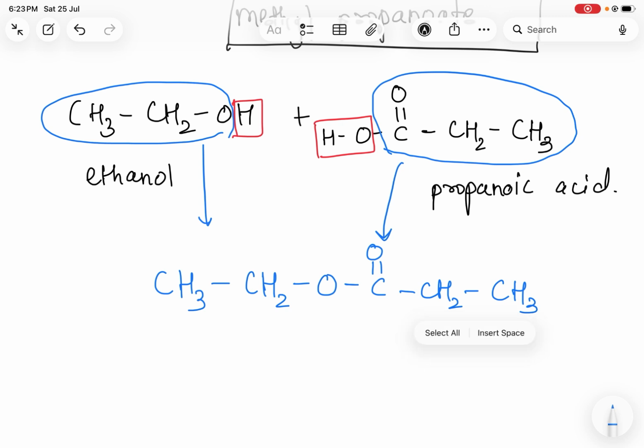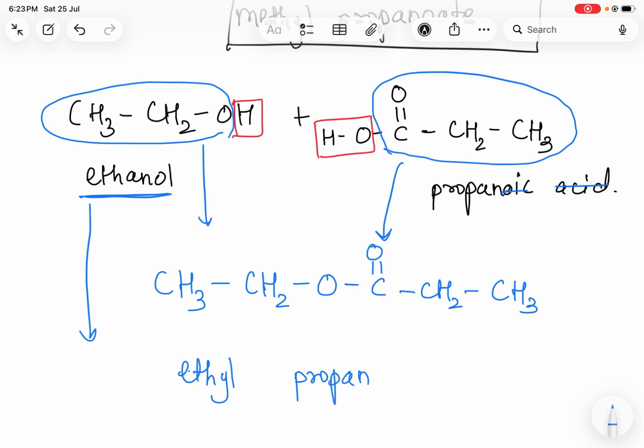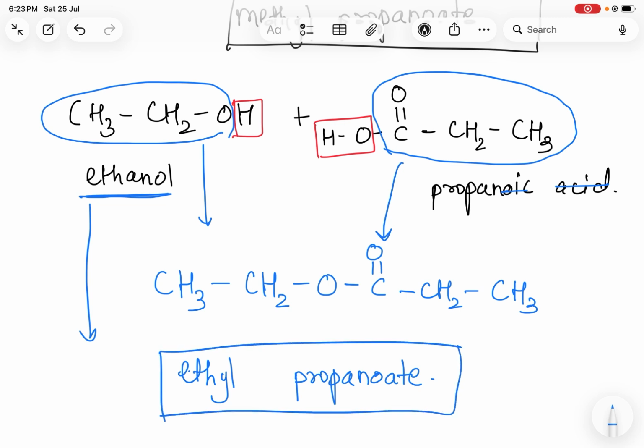Now, how am I supposed to name this structure? I have taken ethanol, so ethanol will get converted to ethyl, as I told you that alcohol is named first. So it is ethyl, and in propanoic acid, I will cancel oic acid. I will copy down propan, and the name ending of ester is OATE. So it becomes ethyl propanoate. This is how we draw structures of ester, and the naming part is alcohol first followed by carboxylic acid.